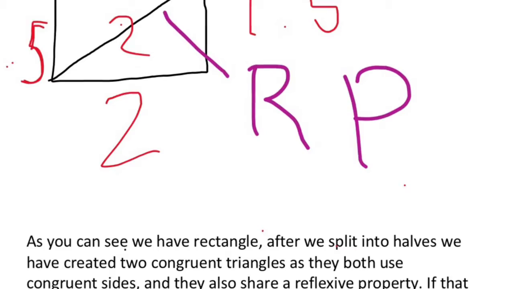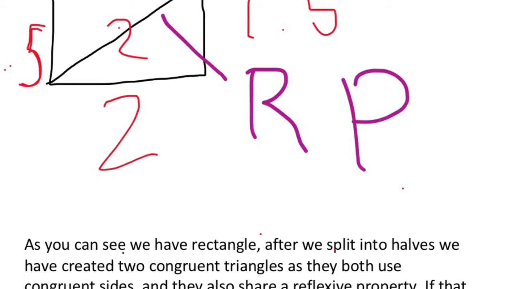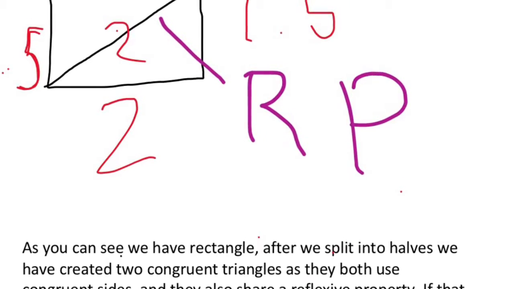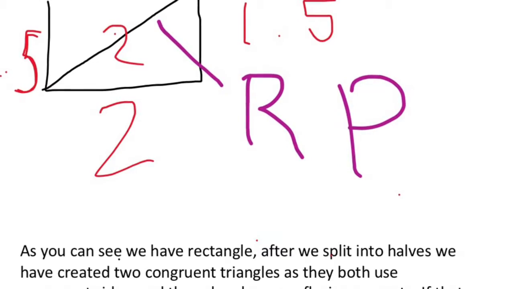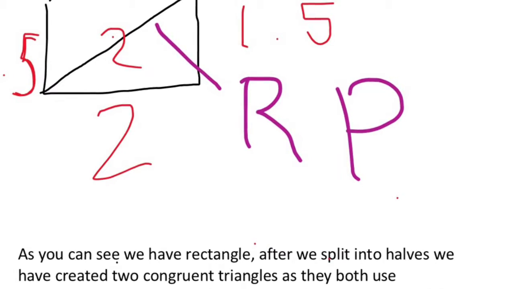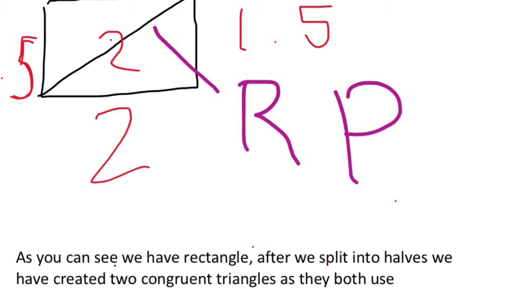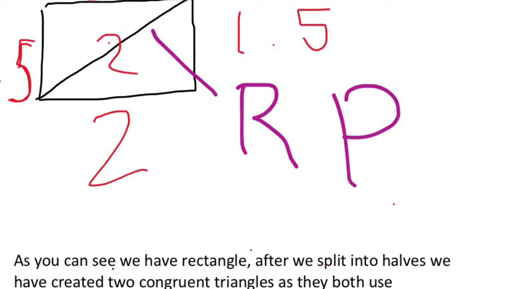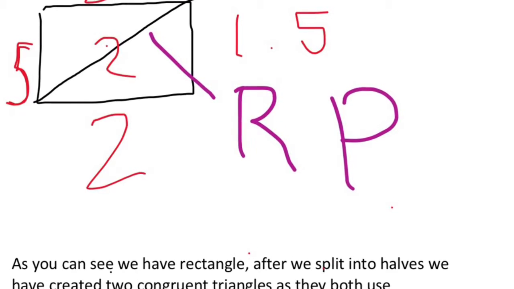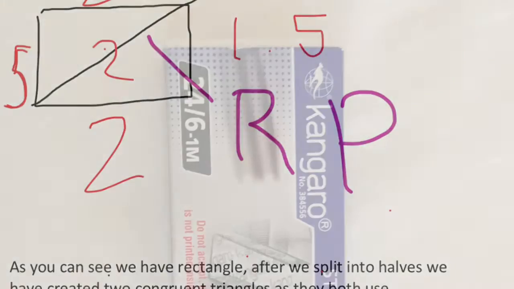So since you use the same side, it's 2 meters, and on the side it's 1.5, and on top it's actually 2. Same thing with the other one. The reflexive property is 2. On the right it's 1.5, and at the bottom it's 2, making them congruent because they are exactly equal in size and they are exactly equal in shape.